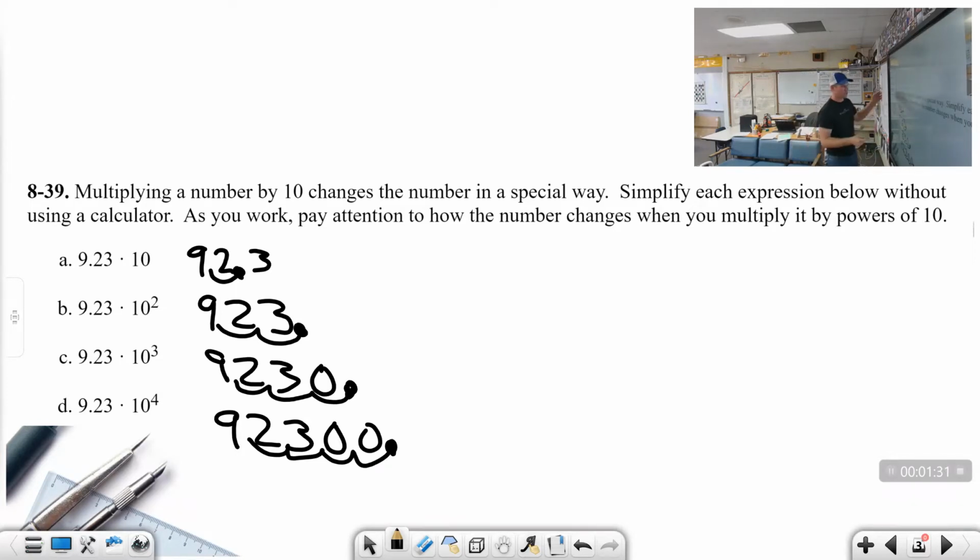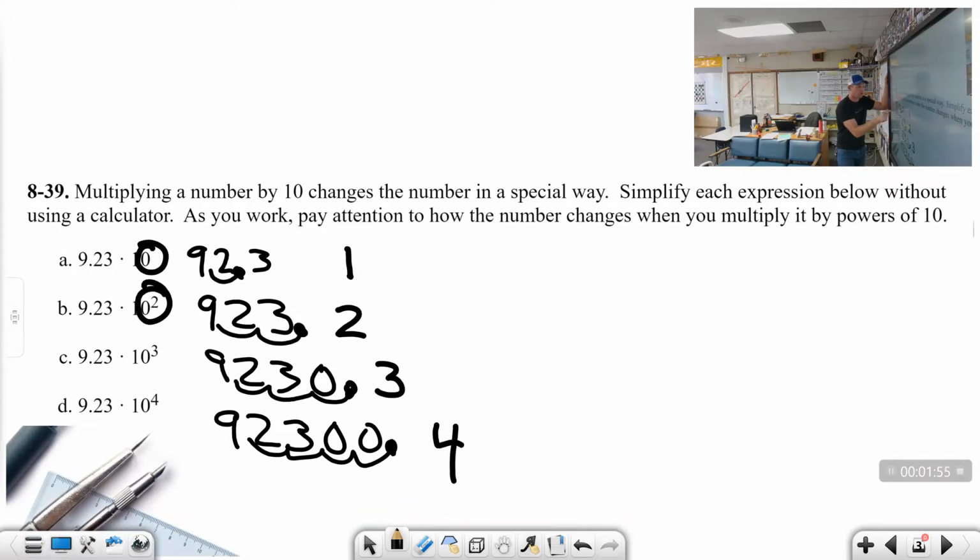Now, what you should have noticed is the decimal moved once. Letter B, the decimal moved twice. Number 3, the decimal moved 3 times. Letter 4, the decimal moved 4 times. And the connection that you are supposed to make here is 1 zero, 2 zeros, 3 zeros, 4 zeros. That power of 10 told us how many times to move that decimal place.